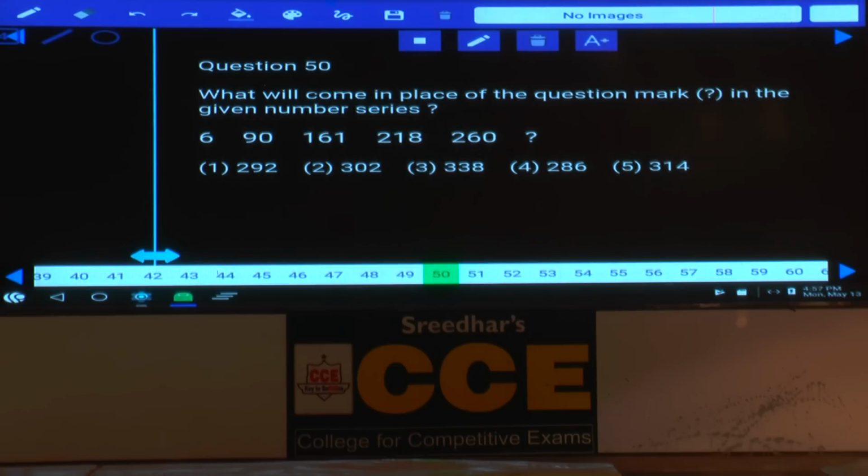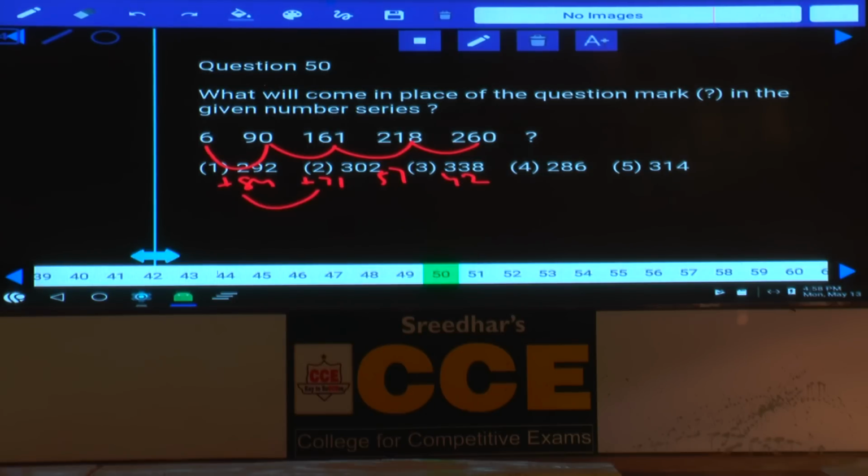Then coming to question number 50, now 6 and 90. As 6 and 90, tell me what is the difference between these numbers? 6 and 90, the difference is 84. And next difference between 90 and 161, the difference is 71. And 161 and 218. And how much is this? Now 40 plus 17. That is 57, isn't it? The difference. Next difference between 18 and 60, that will be 42.